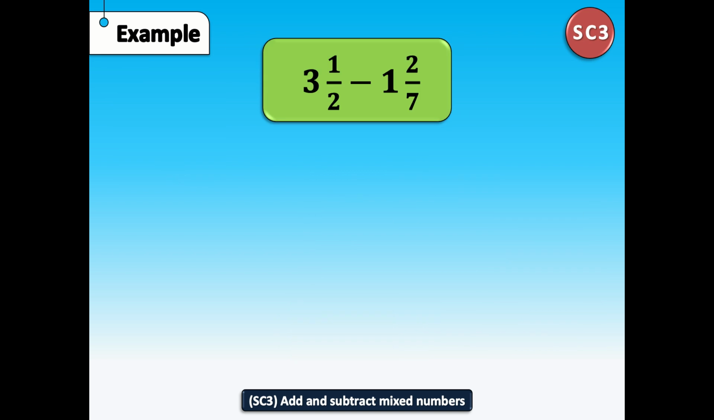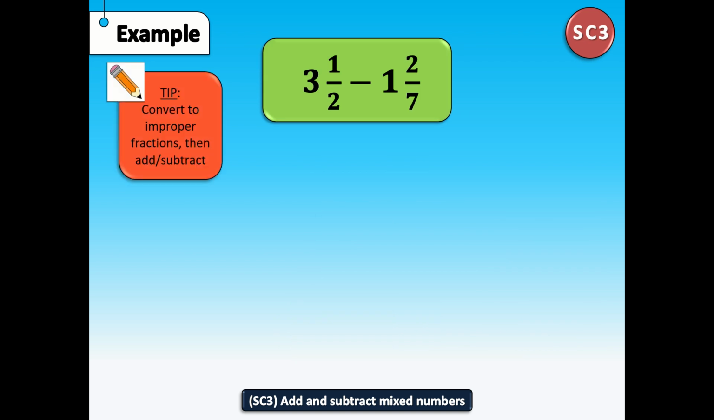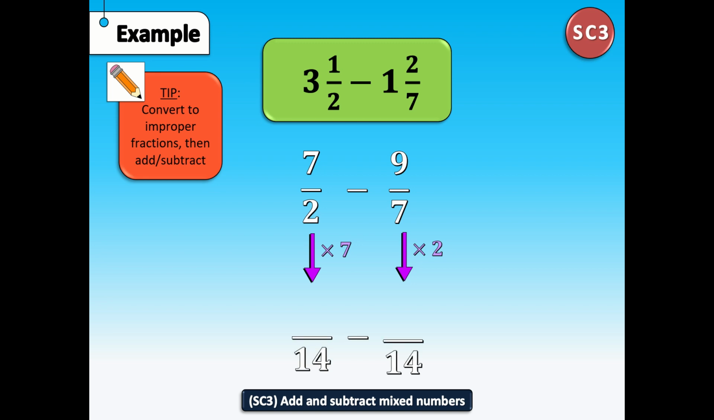I do the same thing for subtraction. So I can convert both numbers into improper fractions. So that'd be 7/2, take away 9/7. I can make the denominators the same, times this fraction by 7 and this fraction by 2, so there's 14 on the bottom of both. So that means I'll have 49/14 as the first fraction and 18/14 as the second fraction.